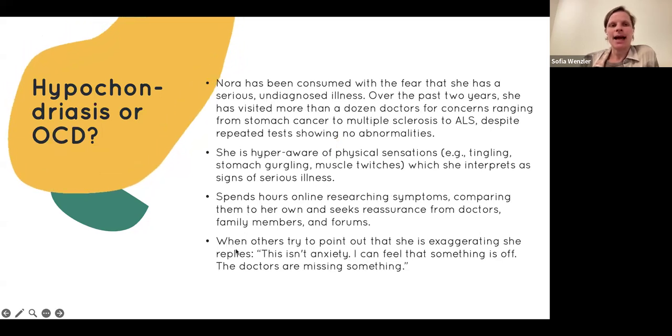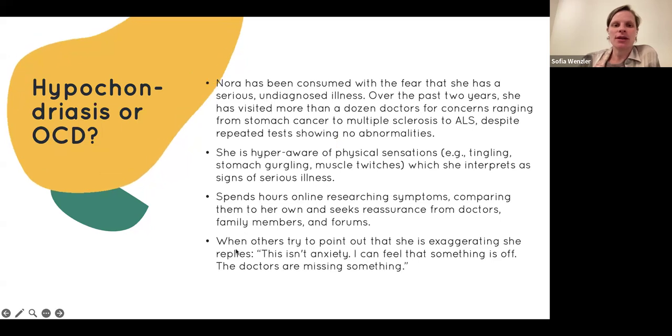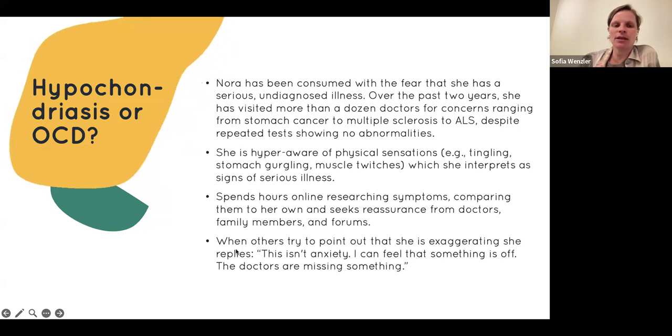Finally, is it hypochondriasis or OCD? Nora has been consumed with the fear that she has a serious undiagnosed illness. Over the past 2 years, she has visited more than a dozen doctors for concerns ranging from stomach cancer to multiple sclerosis to ALS, despite repeated tests showing no abnormalities. She's hyper aware of physical sensations, which she interprets as signs of serious illness. She spends hours online researching symptoms, comparing them to her own, and seeks reassurance from doctors, family members, and forums.